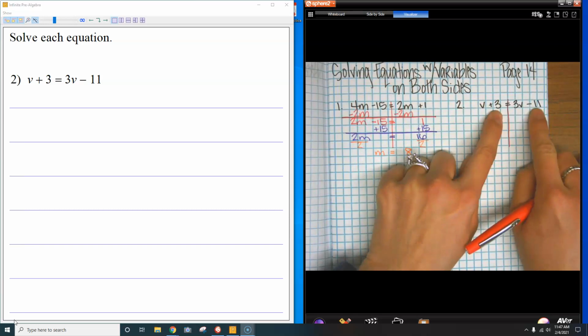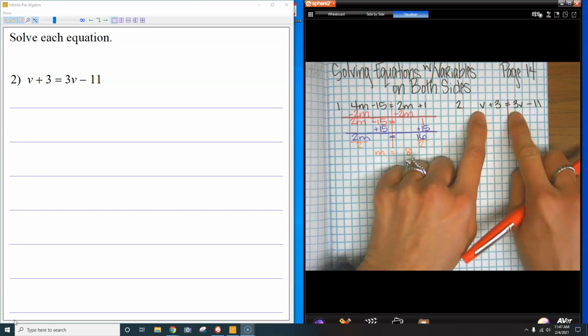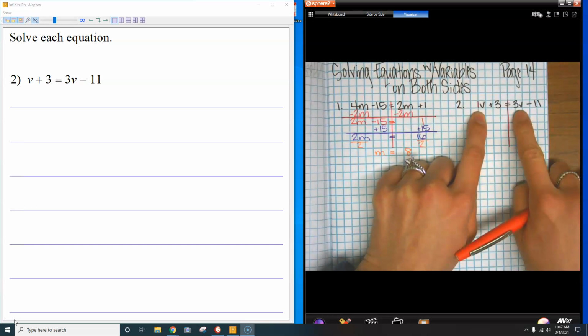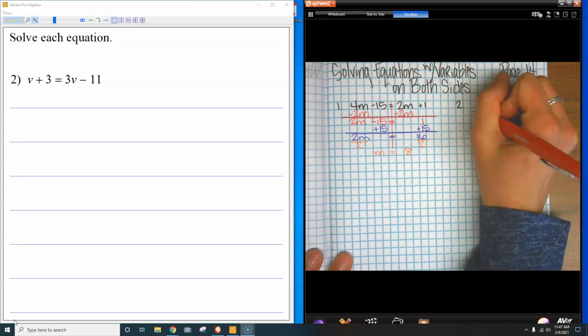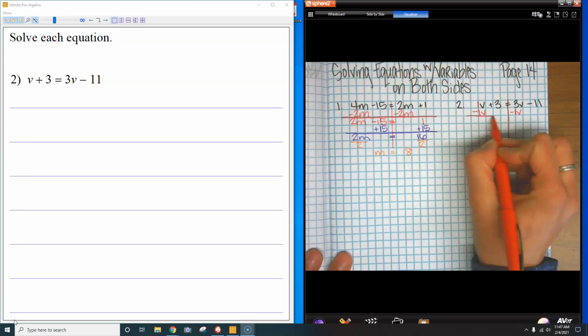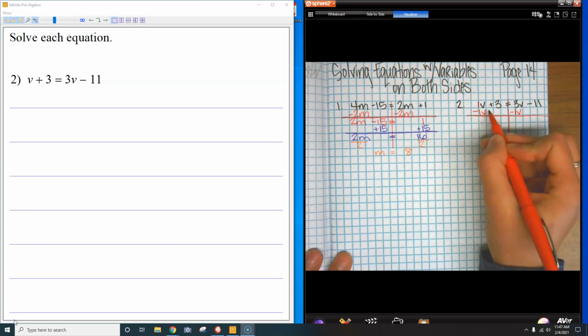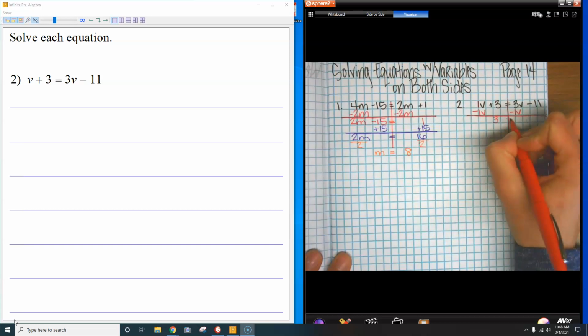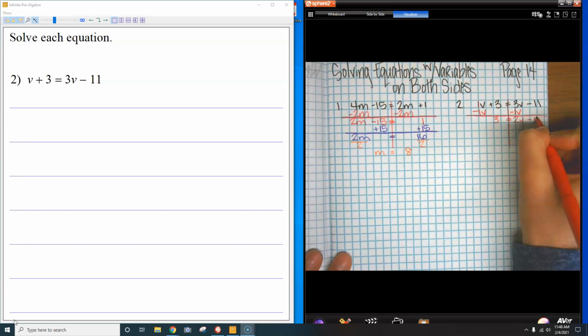The like terms are on opposite sides of the equation. This is a v, which means it's a 1v, so you can write the 1 if you would like. And this is a 3v. It does not matter which one you move, but I'm going to take the 1v away. So I'm going to minus 1v from the left, minus 1v from the right. The reason I minus the 1v is because the 1v was positive. 1v minus 1v makes nothing. And I get 3 equals 3v minus 1v is 2v minus 11.